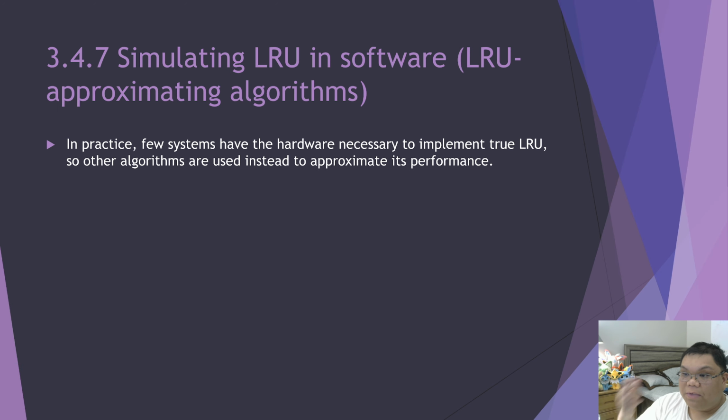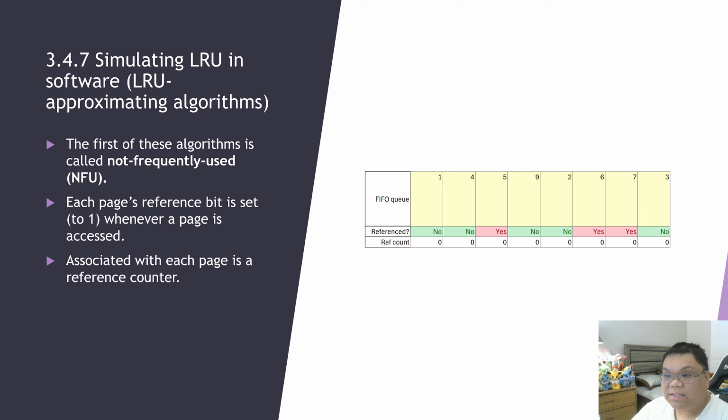In practice, few systems have the hardware necessary to implement true LRU. So we cheat and use different algorithms to approximate the performance of LRU. The first one of these is called not frequently used. Each page has a reference bit that is set to 1 whenever a page is accessed. We also have a reference counter. How many times has this page been referenced?